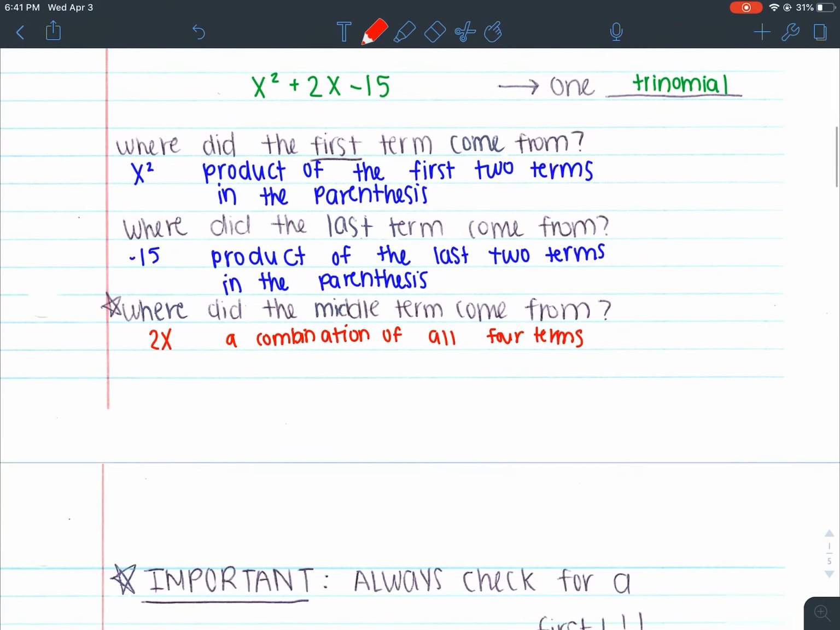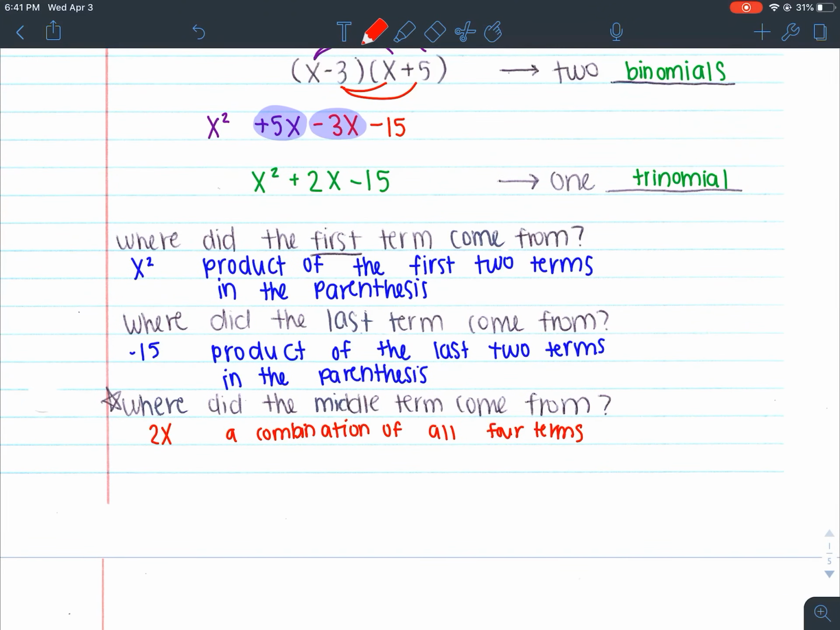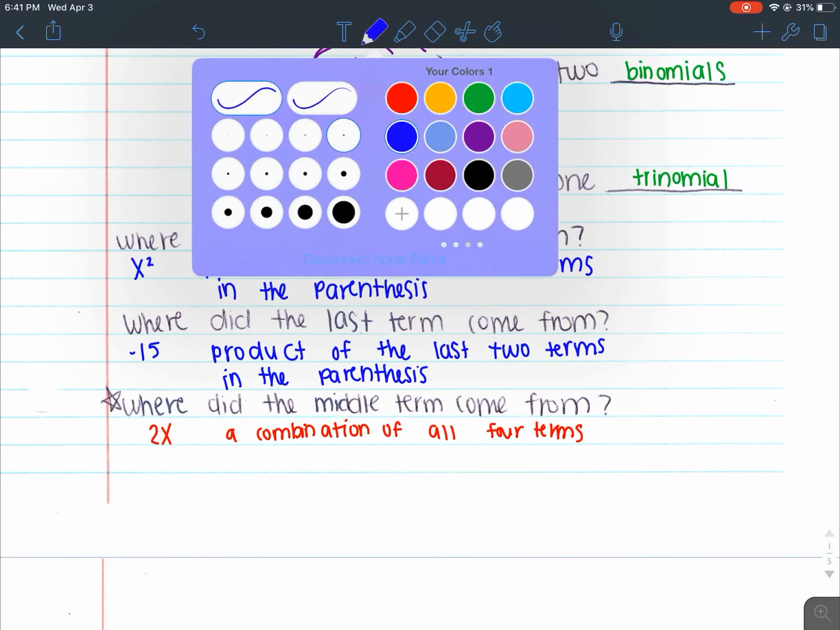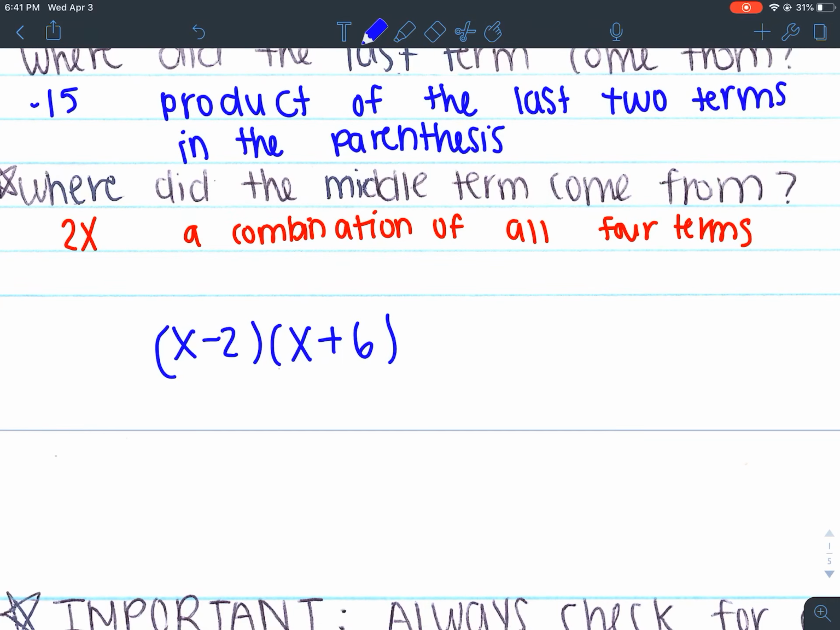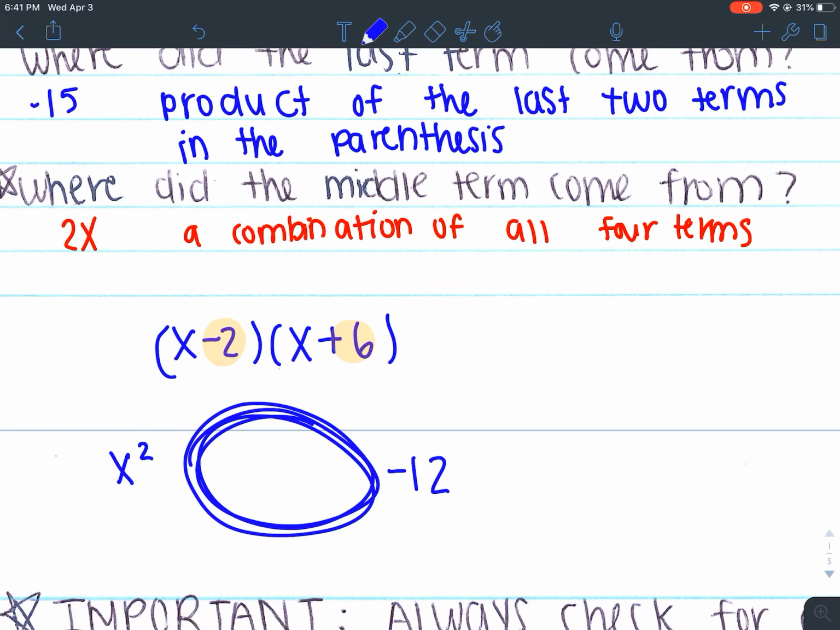Okay. So we took a combination of our two binomials there to get our 2x. So we didn't just pop out the 2x from anywhere. We had to get it somehow. So let's do an example really quick. If I have x minus 2 times x plus 6, what would my first term be? Well, my first term here would be x squared, because I take the first two terms and multiply it. My last term would be whatever my last two terms are, which is negative 12. Okay, this is the part that I don't know. The middle term is the one that's kind of tricky to find.